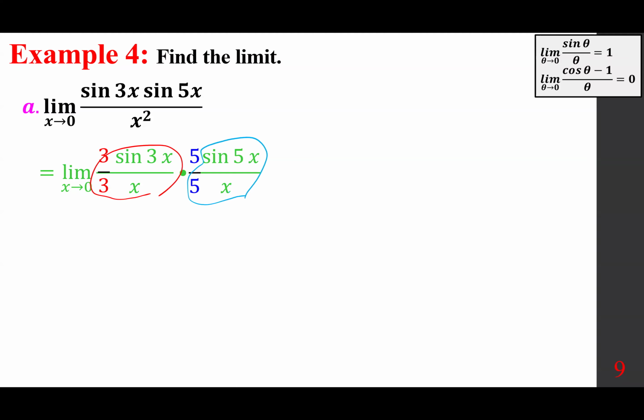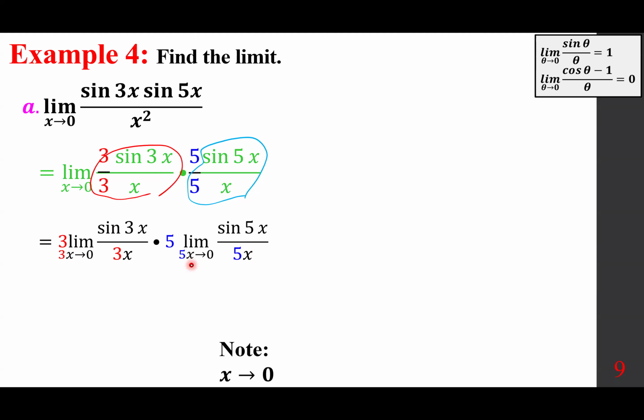Now, I'm going to take the 3 out for this one, and I'm going to take the 5 out for this one, and I'm going to use the limit laws and write two limits. In fact, x is approaching 0. Why did I change it to 3x? Why did I change it to 5x? Note, as x approaches 0, 3x approaches 0, 5x approaches 0. You have to show that.